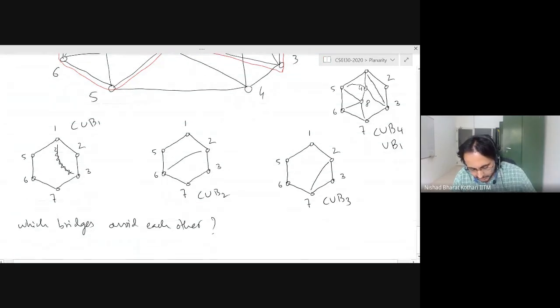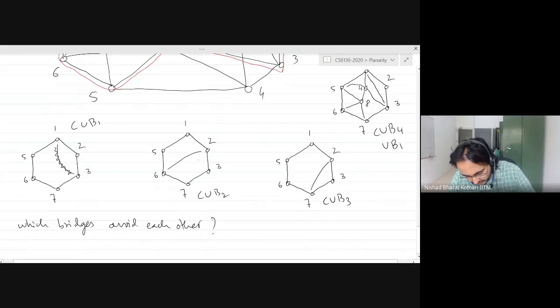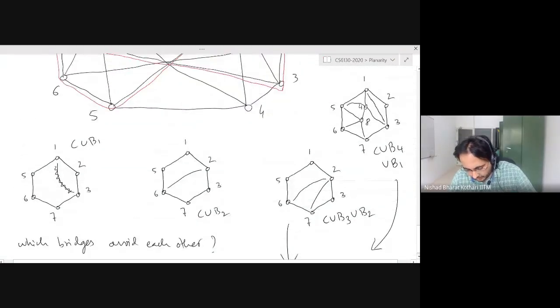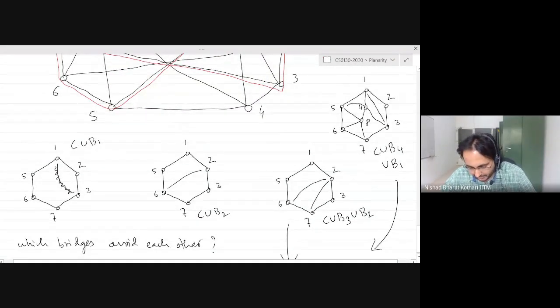And what about B2 and B3? They also avoid each other because you can just put B2 here, right? And now you have C union B3 union B2. In this case, you have drawn everything inside, but that's okay. You can easily just switch that. So now we can combine these two and get a drawing of the whole thing, which is planar, right?